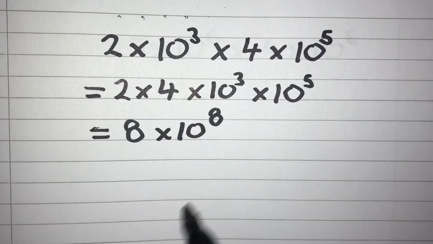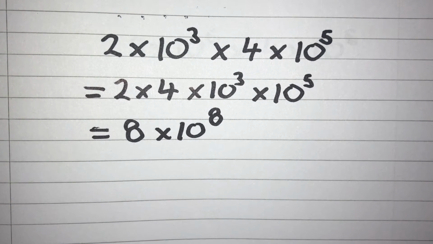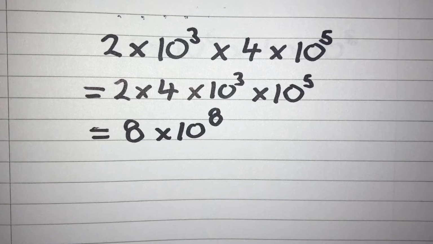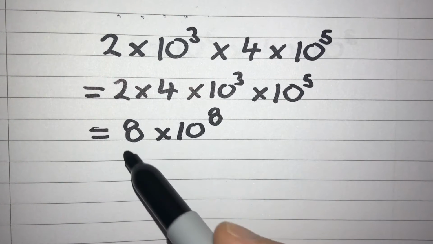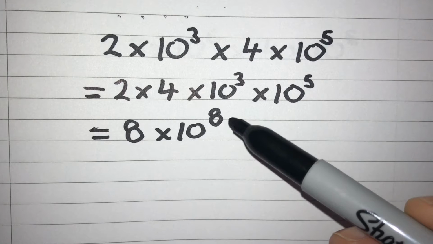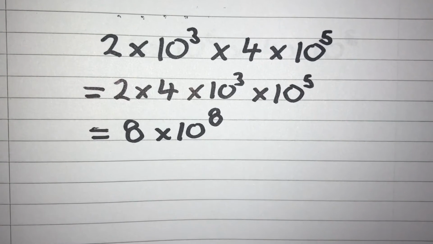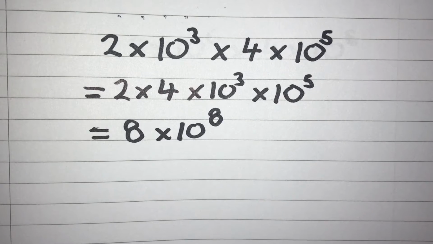We've done all that correctly, but we do need to check at the end that the number we've got is still in standard form. Remember, that means we need a number between 1 and 10 multiplied by 10 to the power of something. Have we got that? We've got an 8 out the front, so that is between 1 and 10, which is absolutely fine. It's multiplied by 10 to the power of 8, so it's multiplied by 10 to the power of something, which is also fine. So our answer for this one is 8 times 10 to the power of 8.